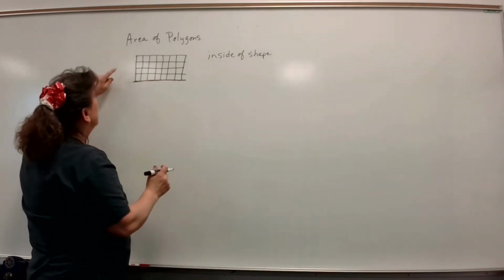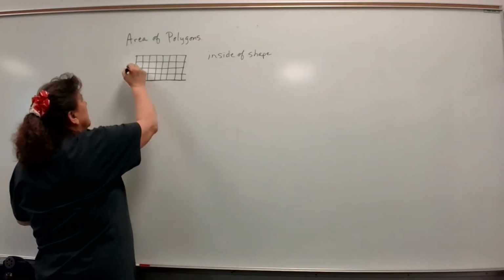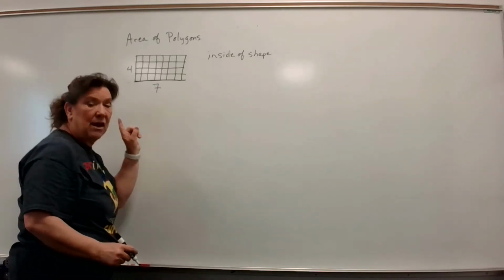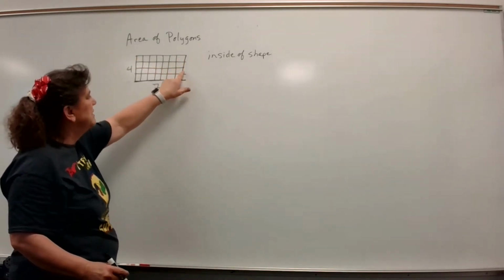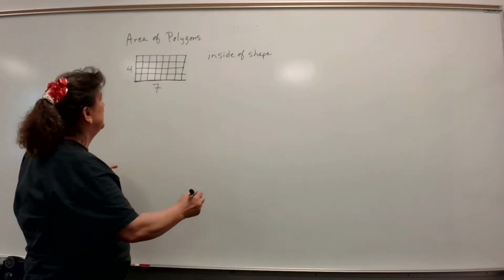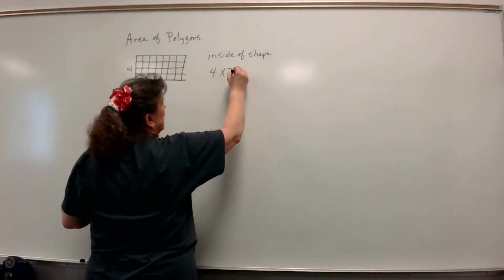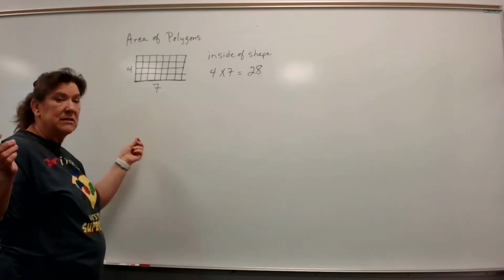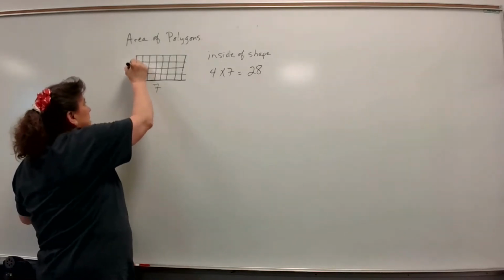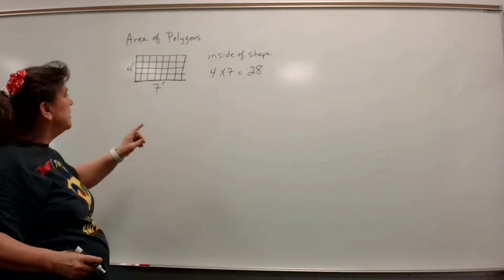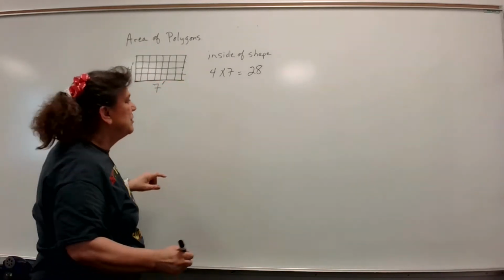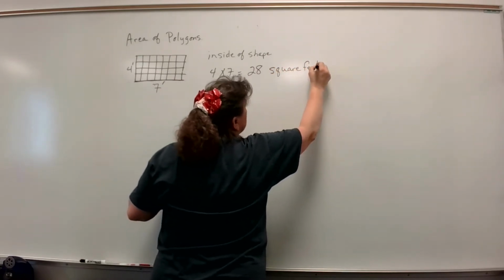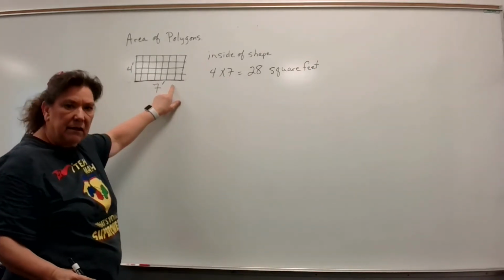Okay, so we have 4 units there, and we have 7 units here. And we could count all these. We have 7 and 7 and 7 and 7, or we can multiply the two together. So 4 times 7 is equal to 28, but what are they? It's not a measure of distance, so I'm going to put feet on these. So my units are the number of little squares. So this is square feet, because it's the number of little squares that fit inside that shape.